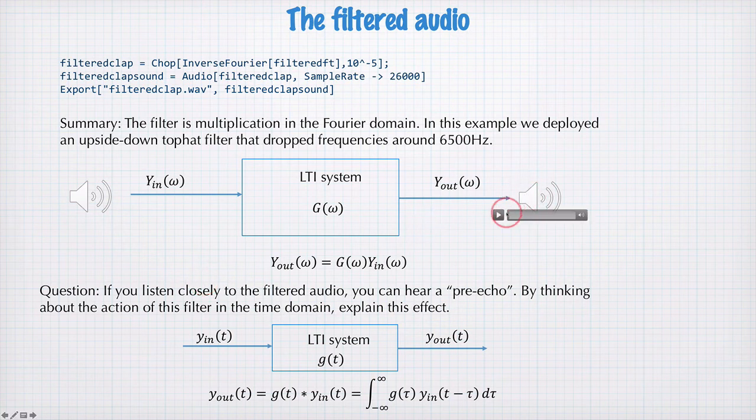And here is the filtered output, which has been inverse Fourier transformed. And so you can hear the sine wave there is basically gone. But I want you to listen to this again very, very closely. Turn up the volume and listen to the sound sort of immediately preceding and after the claps.